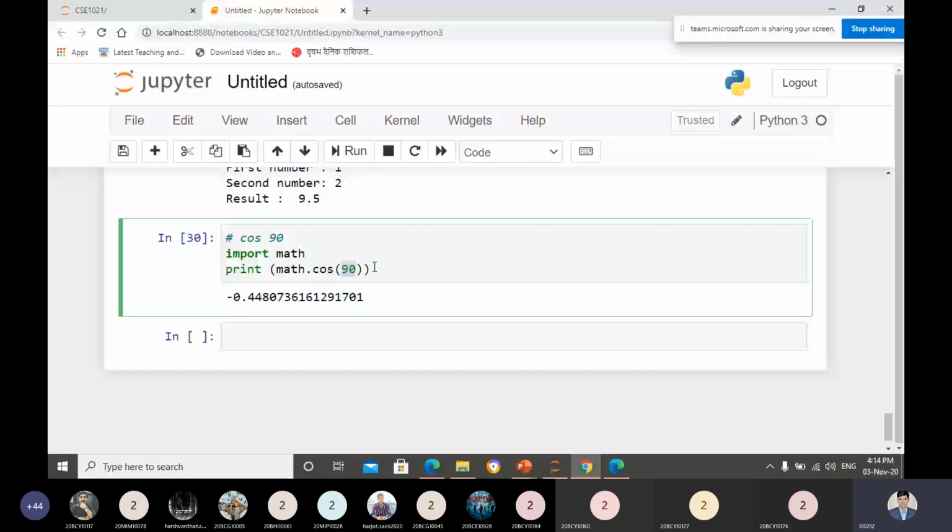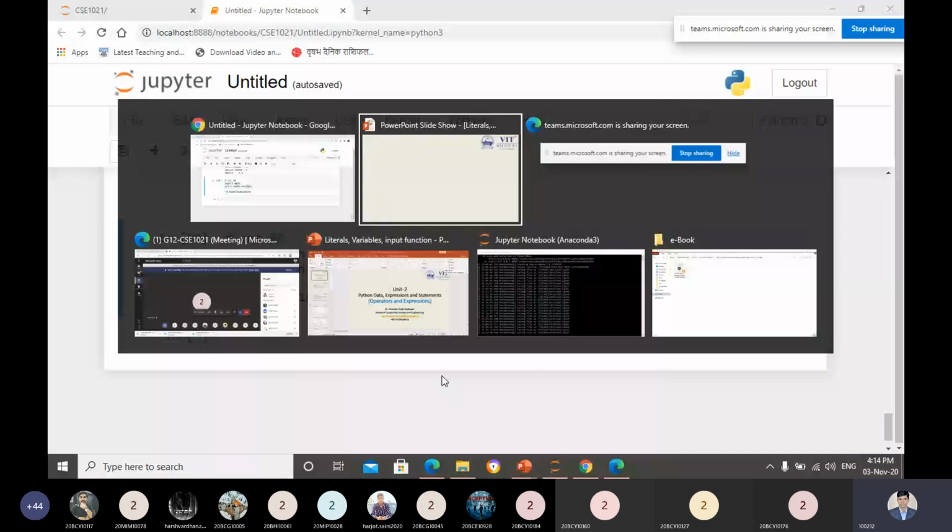So this is the most beautiful part of our programming and expressions. When you are solving or evaluating any expression, this would be the most important part.